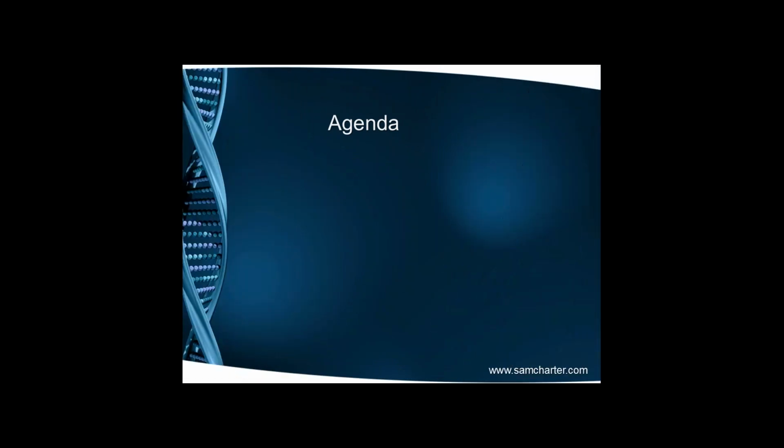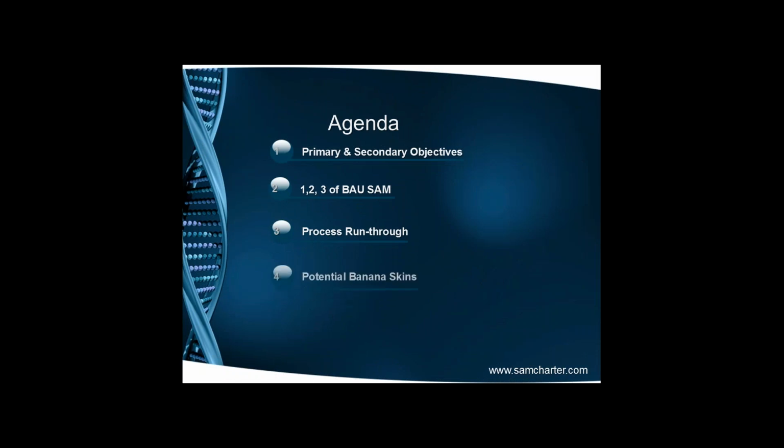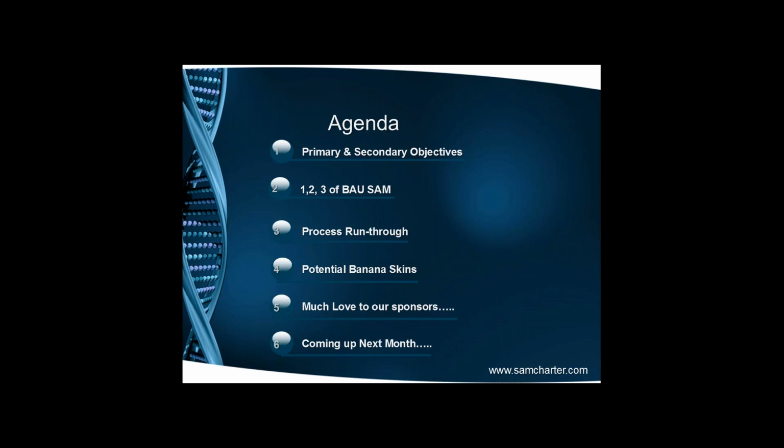If you're used to the presentations by now, you'll know we've got a set agenda. One of the first things we'll be looking to do is to capture the primary and secondary objectives of the orphan data process. Then we're going to take a slight diversion and look at a concept called the 1, 2, 3 of BAU SAM. And then we'll offer a process run through. Next, we'll look at potential banana skins that this process could actually experience in an organization. We have a doffing of caps to our sponsors, and then we're going to be looking at what's coming up next month.